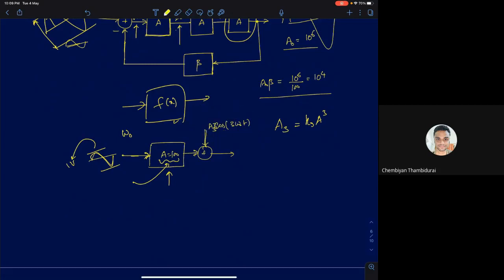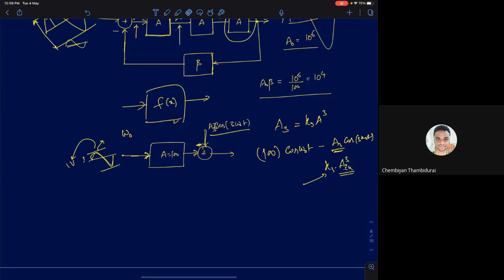So the output here will contain two terms. One term will be A times 100 times cos omega naught t. The second term, I can subtract or add it depending on polarity, it doesn't matter, will be minus A3 cos 3 omega naught t. And A3, I can choose to be K3 times A cube, where A is your input signal's amplitude. I can approximate it this way. So is this fine? I've modeled the nonlinearity mathematically as an external disturbance.